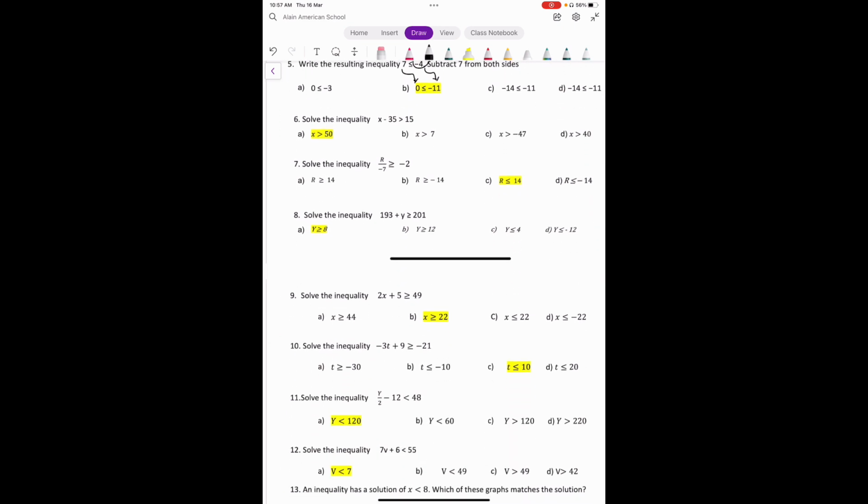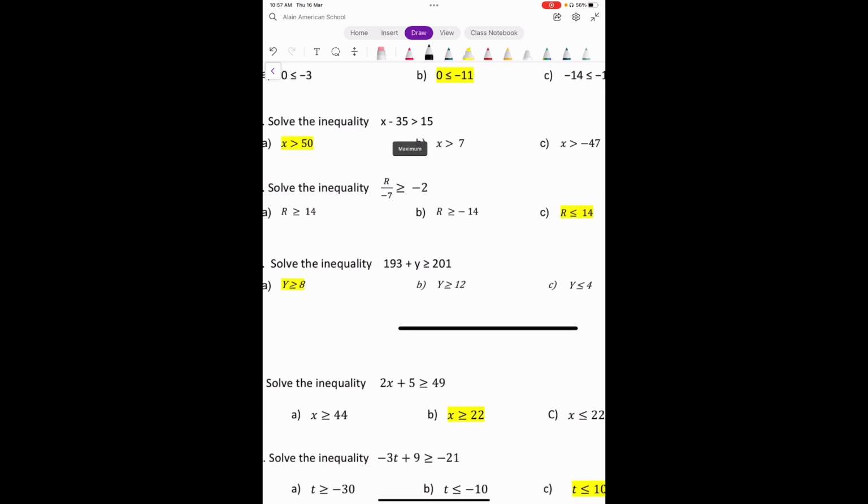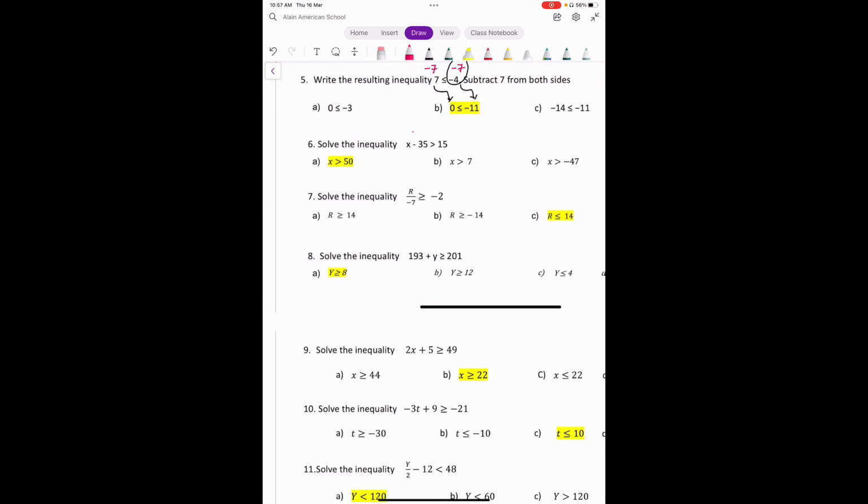Solve the inequality. Sorry, x minus 35 is greater than 15. What should you do in this case? In this case, I have a negative 35 here, so I simply add 35 on both sides. So that will result in what? This will become 0. x is greater than 15 plus 35, which is 50. So your answer is this.